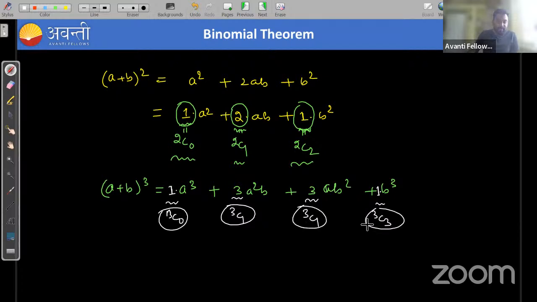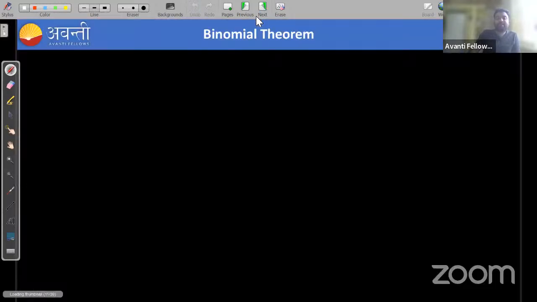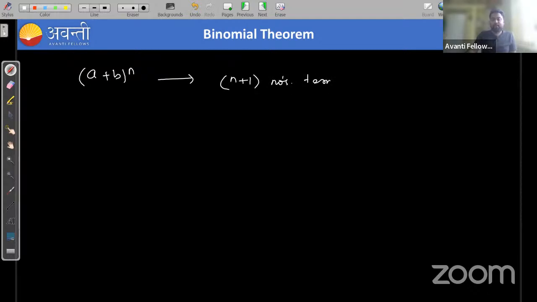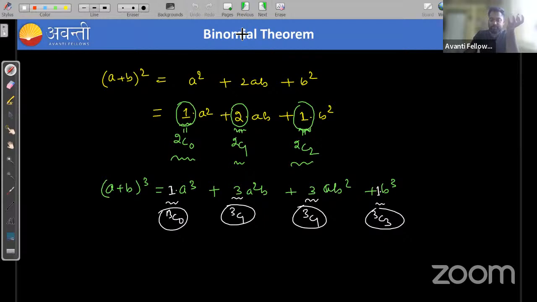Similarly, if I ask you to write the expansion of (a plus b) to the power n, in this expansion the total number of terms will be n plus 1, and each term has degree n. So you can observe what is happening here.